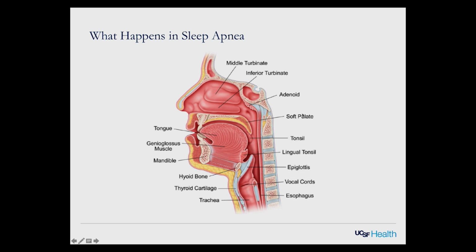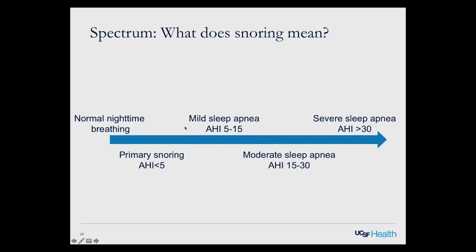As you can tell, this is my favorite picture, but this is what happens in sleep apnea: instead of just flutter of tissue, there's collapse of tissue so that there is no space for the air to flow down into the lungs. So the spectrum starts with just normal nighttime breathing, no snoring. Primary snoring, which is defined by that number on the sleep study of AHI less than 5, which is normal. Then mild, moderate, and severe sleep apnea, depending on how often or how severe that collapse is.